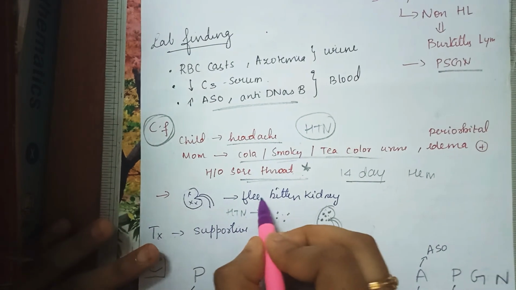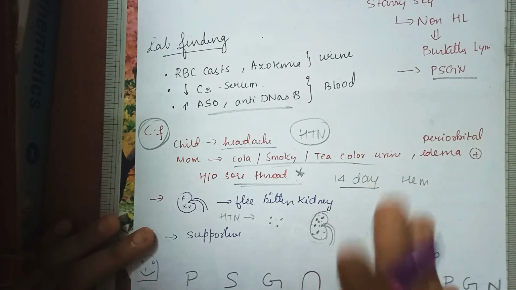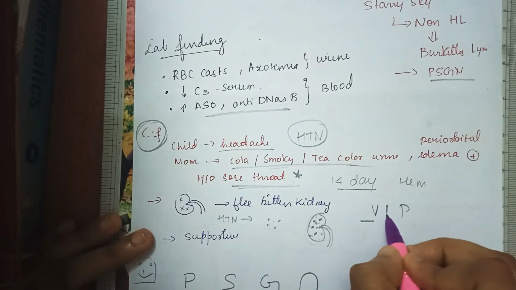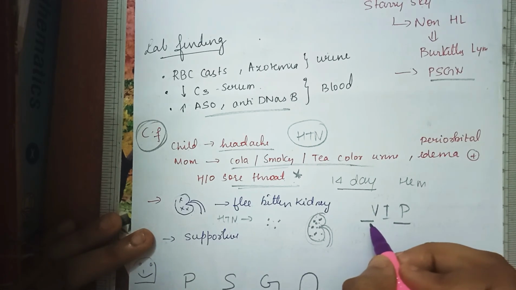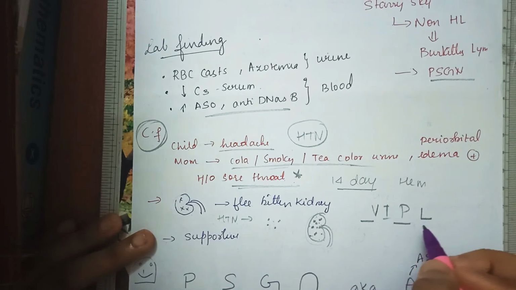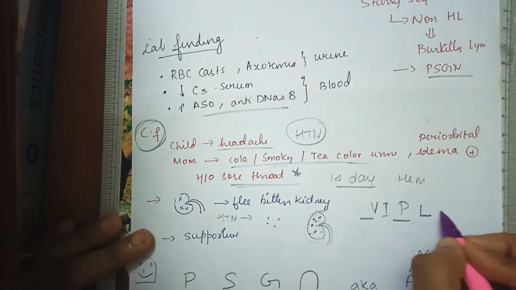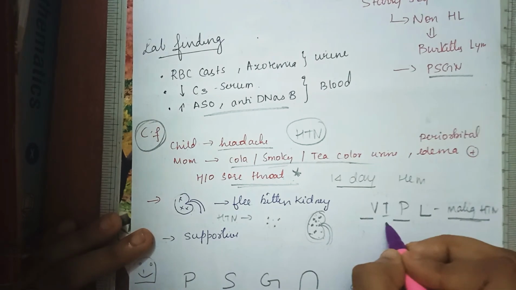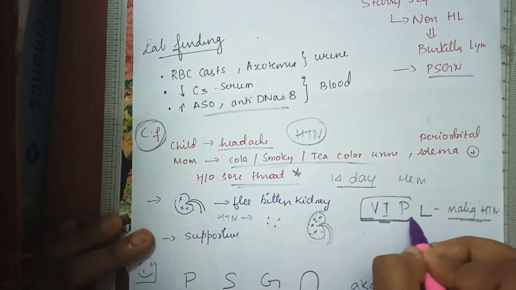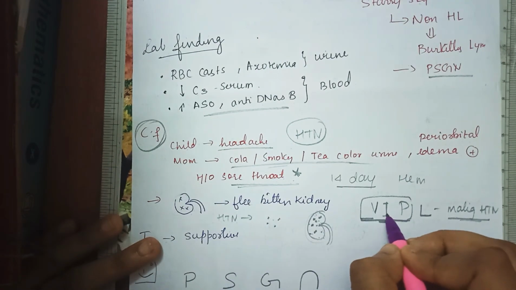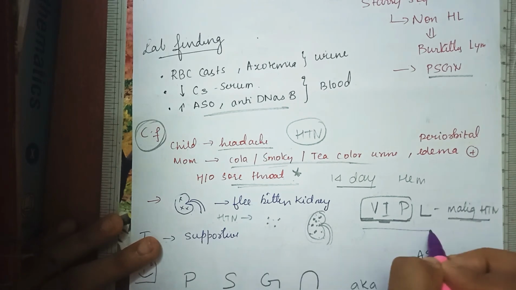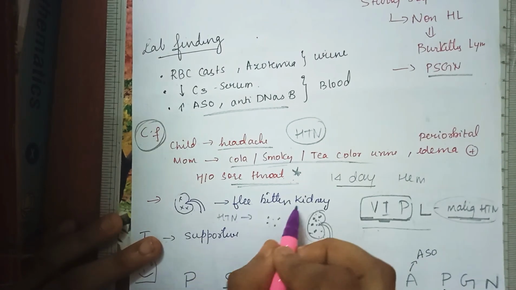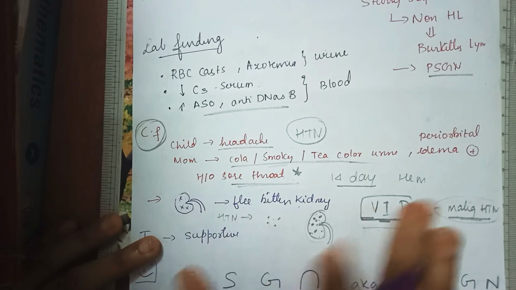Again, the flea bitten kidney is not the only feature seen in PSGN. It is seen in PSGN, as I told. It is even seen in vasculitis, it is seen in leukemia, and it is seen in many other diseases also, and most important, it is seen in malignant hypertension. Remember, it is also seen in infective endocarditis. So you can remember the VIP: vasculitis, infective endocarditis, and PSGN. Even if you forget this, it's okay, but don't forget malignant hypertension, where the main identifying feature is flea bitten kidney. That is pinpoint hemorrhages on the kidney, which is the gross finding.